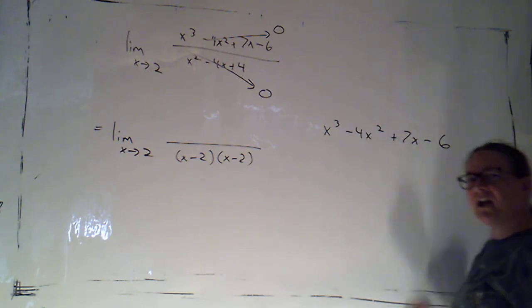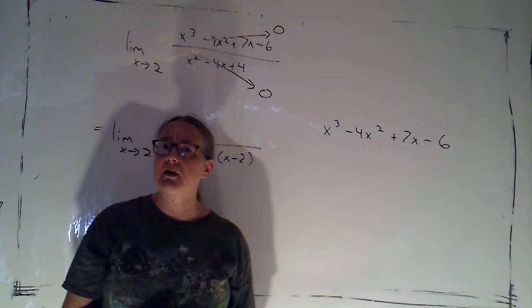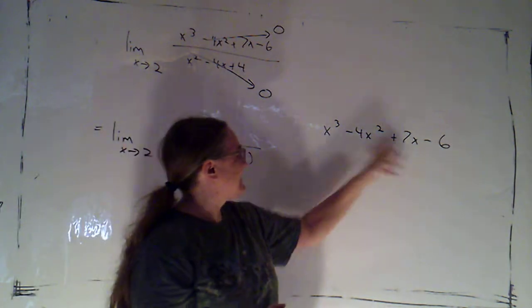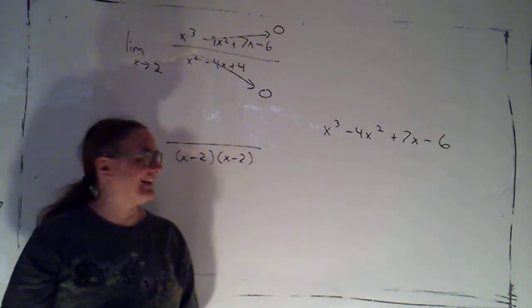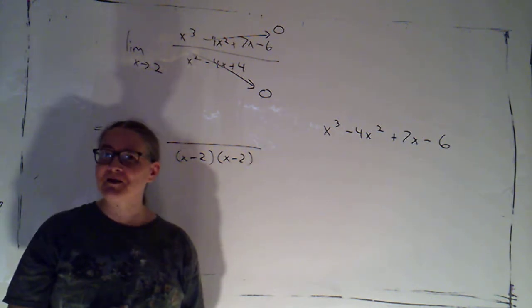You might have tried grouping, and if you tried grouping, I hope it didn't work, because it shouldn't work, okay? That 7 has nothing in common with any of the other pieces. There's no way I'm going to get anything else with a 7 involved. Okay, so factoring by grouping doesn't work.